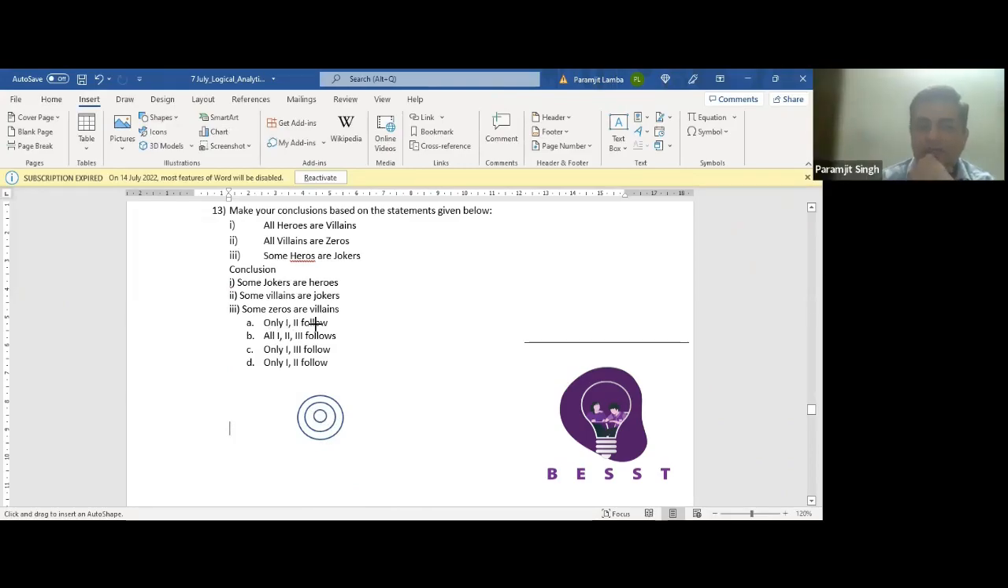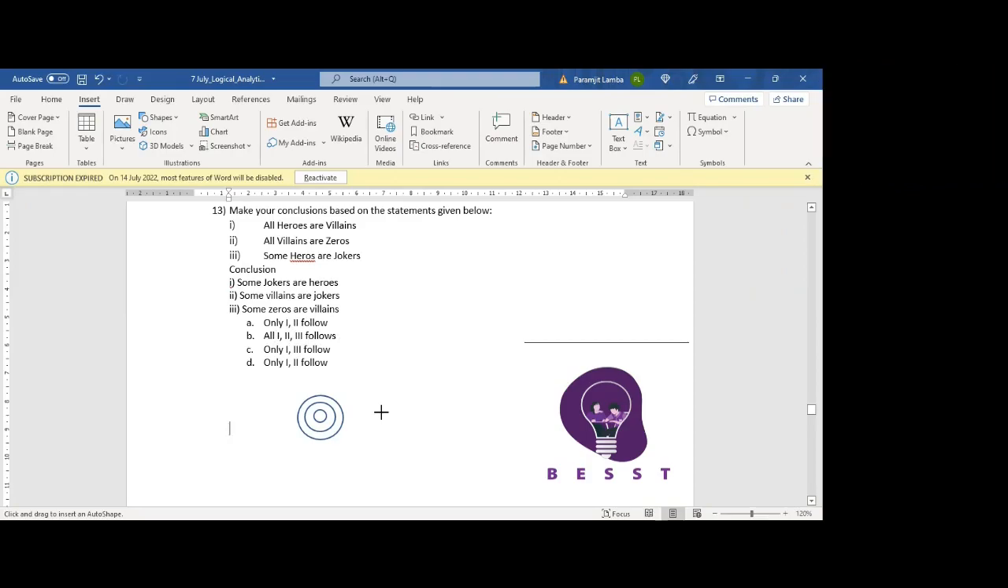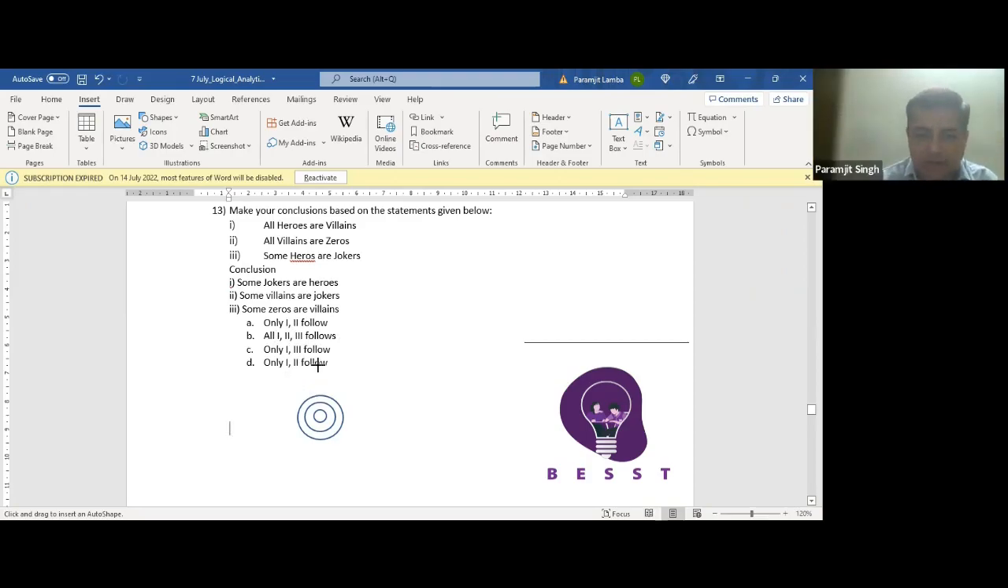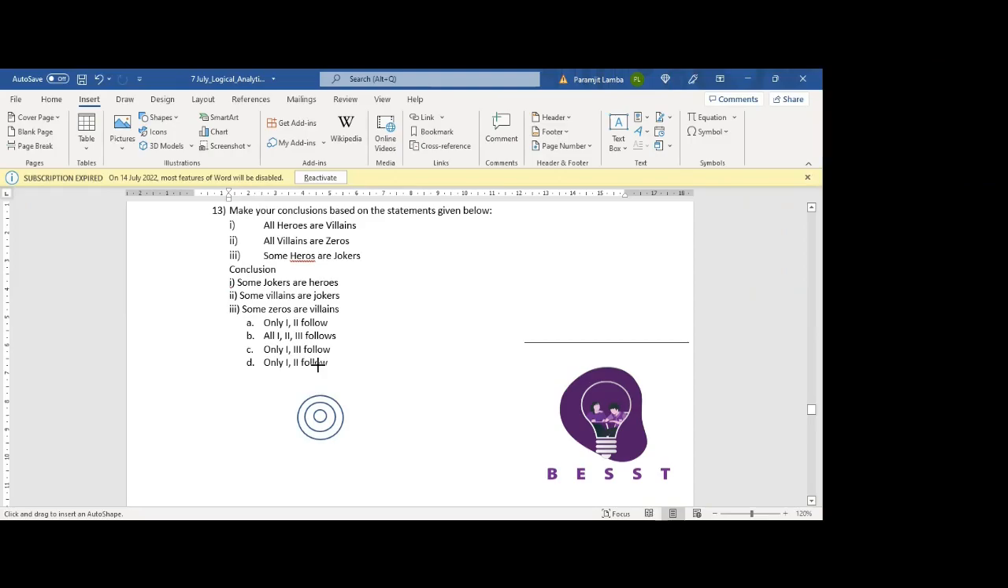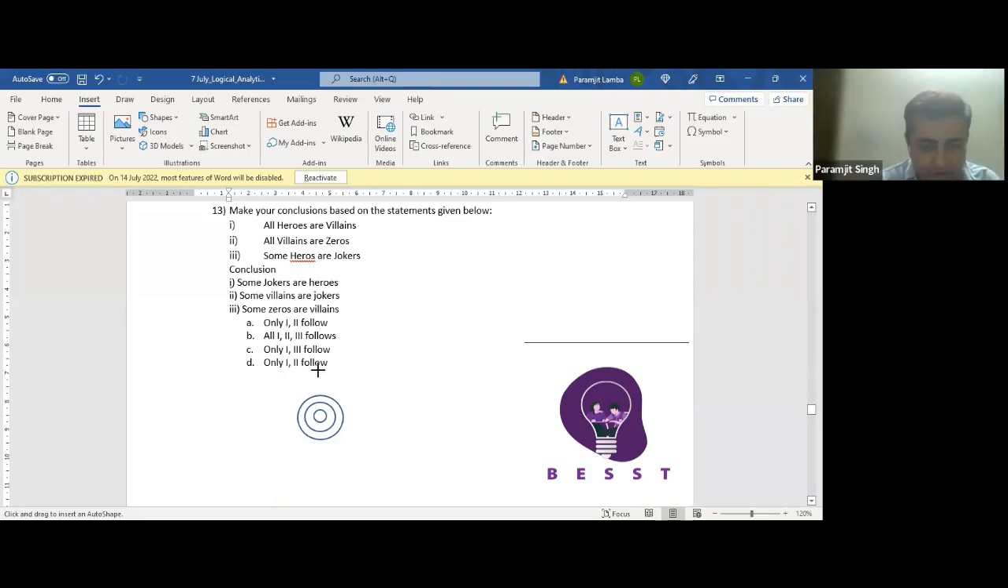No. A says only 1 and 2 are true. B says 1, 2 and 3 are true. Sir, option D. D, only 1 and 2 are true. Sir, I said that options A and D are both the same. Only 1 and 2 are followed. Oh, okay. Sorry. You are right. This should actually be only 2 and 3. So, which is the correct answer?